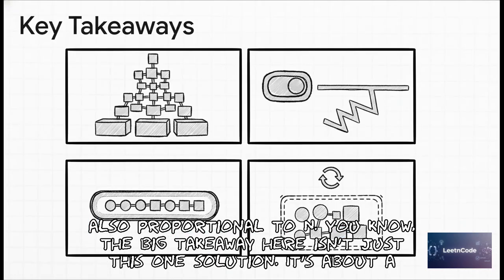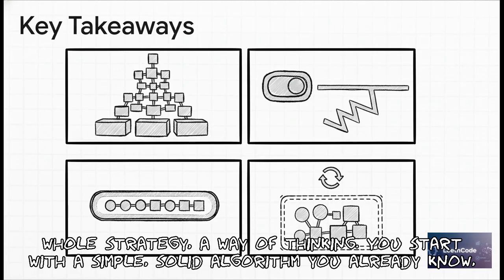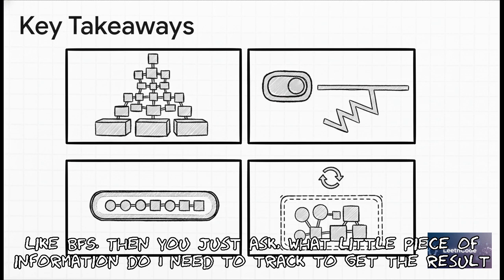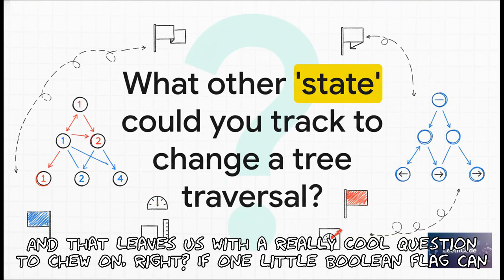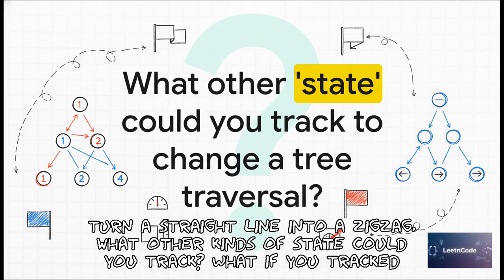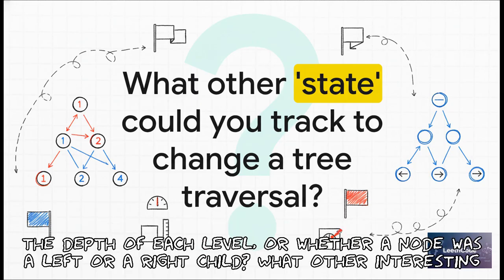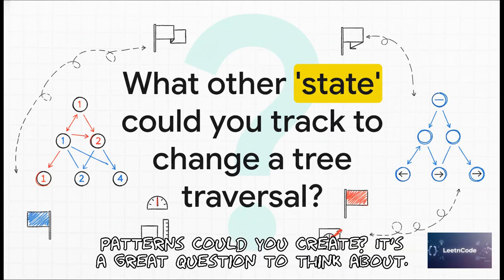You know, the big takeaway here isn't just this one solution. It's about a whole strategy, a way of thinking. You start with a simple, solid algorithm you already know, like BFS. Then you just ask, what little piece of information do I need to track to get the result I want? In this case, it was just a simple direction flag. It's a powerful technique. And that leaves us with a really cool question to chew on. If one little Boolean flag can turn a straight line into a zigzag, what other kinds of state could you track? What if you tracked the depth of each level, or whether a node was a left or a right child? What other interesting patterns could you create?